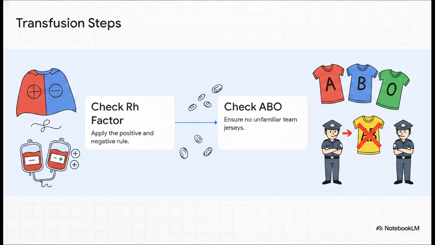Step 1, check the cape. Remember, if the patient is negative, they can only get negative blood. Positive? They can take either. Step 2. Check the jerseys. You can never give the patient a jersey their security guards don't already know. Simple as that. So, if they're type B, you definitely can't give them an A jersey.